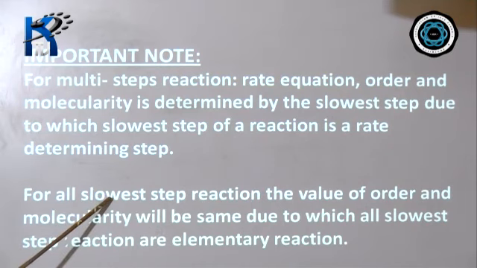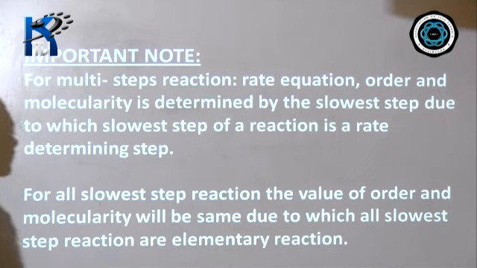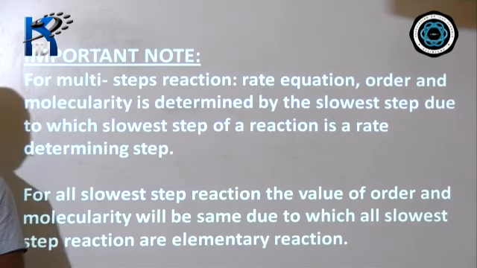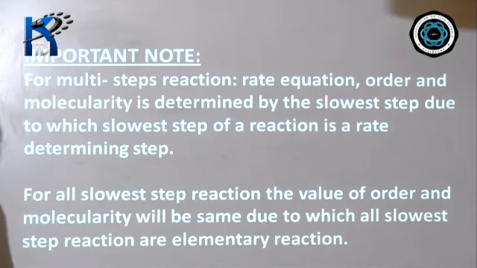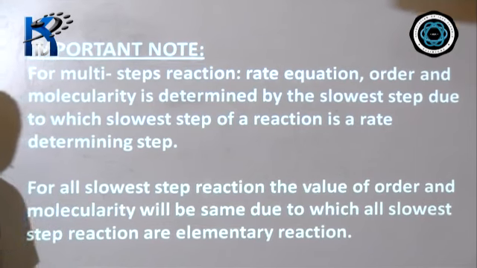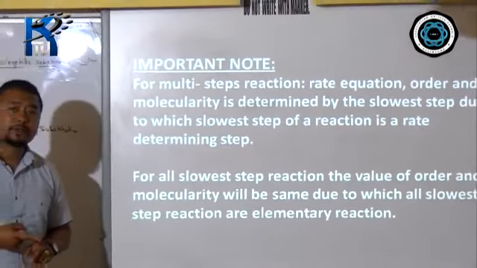Therefore, all slow step reactions are regarded as elementary reactions, because elementary reactions are those reactions in which the value of order and molecularity will be the same, and in all slow steps of multi-step reactions, order and molecularity values will be the same. Therefore, we consider them as elementary reactions. So do remember this again for the objective, students. Slow step determines rate equation, order and molecularity. Therefore, it is regarded as the rate determining step. And do remember for the slow step, order and molecularity values will always be the same. Therefore, it is regarded as an elementary reaction.